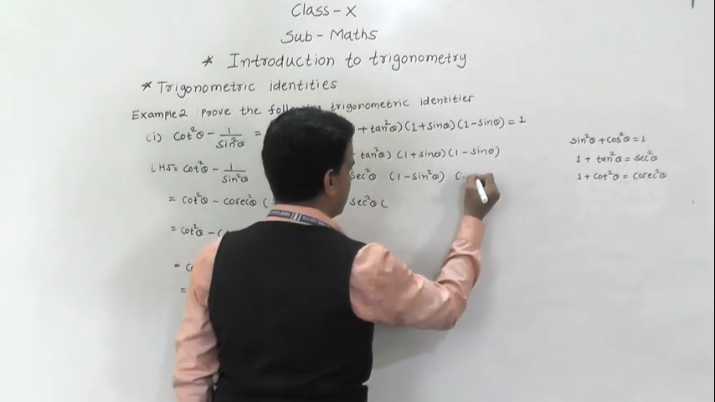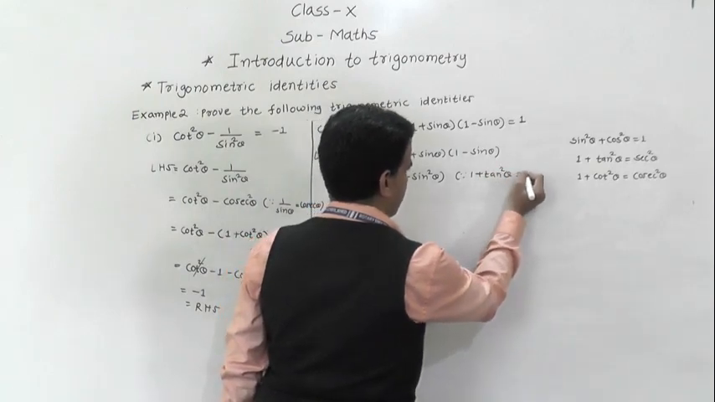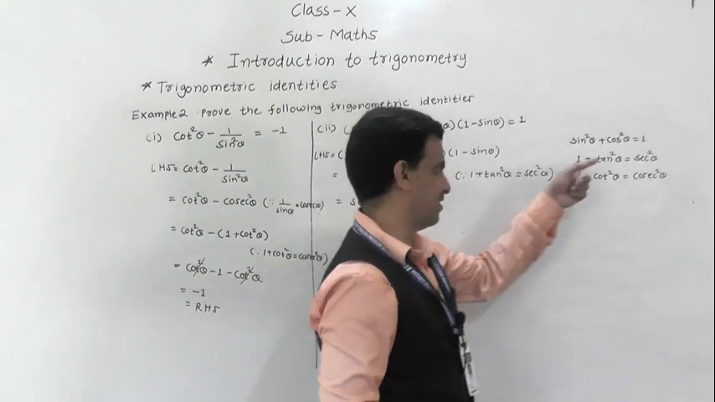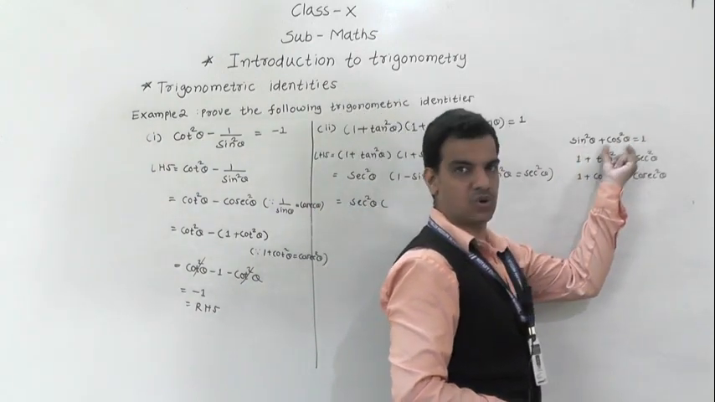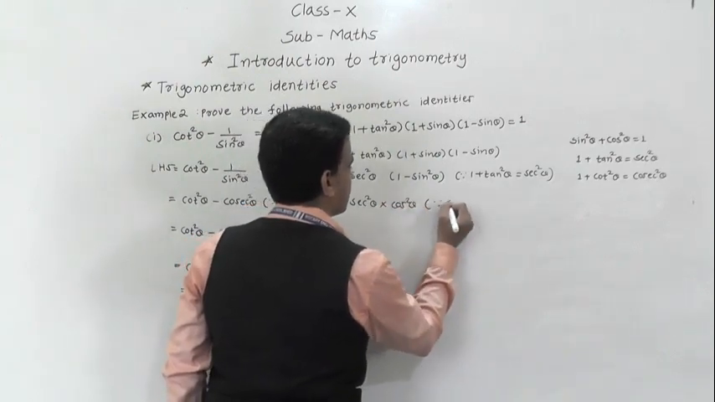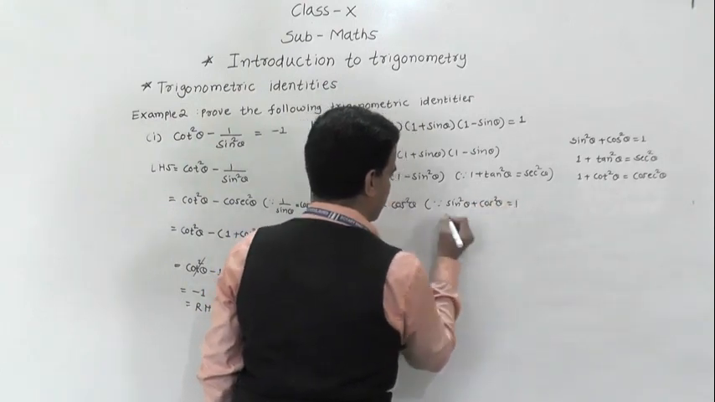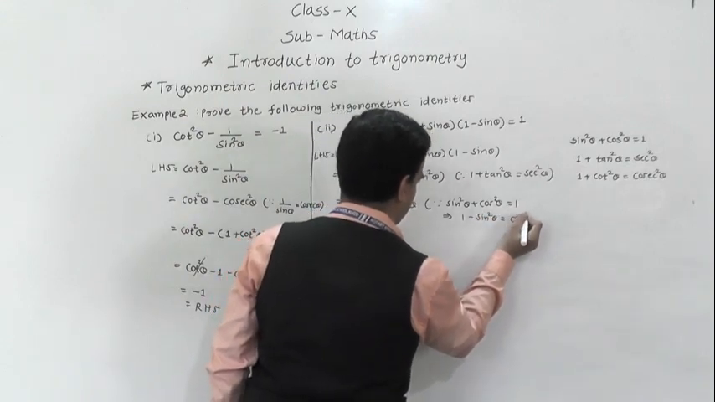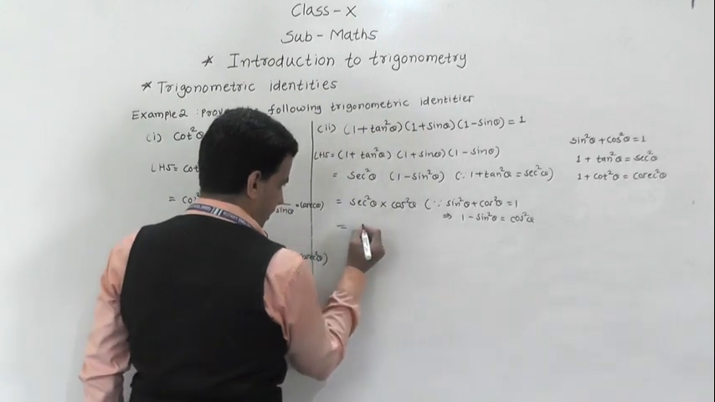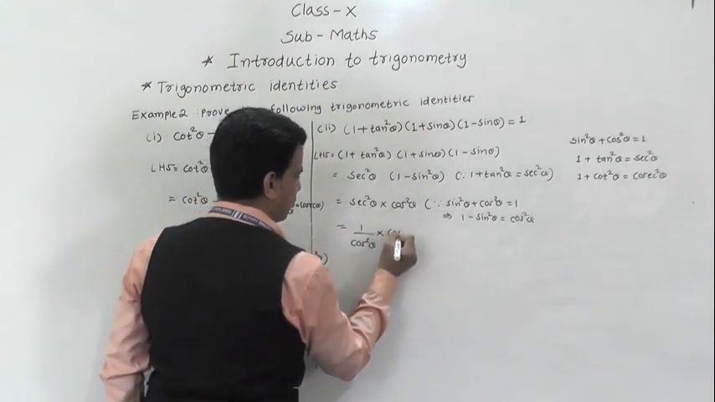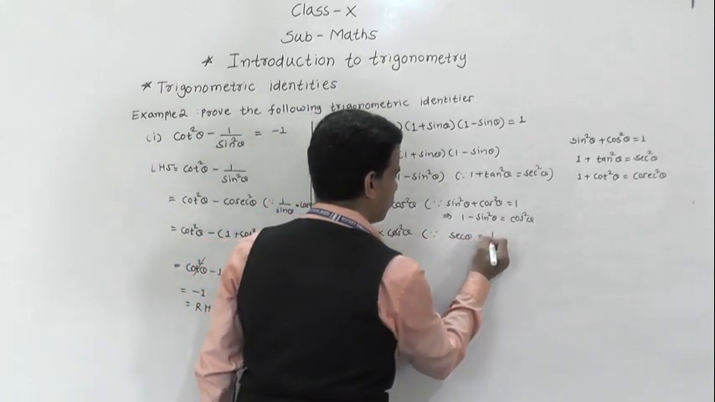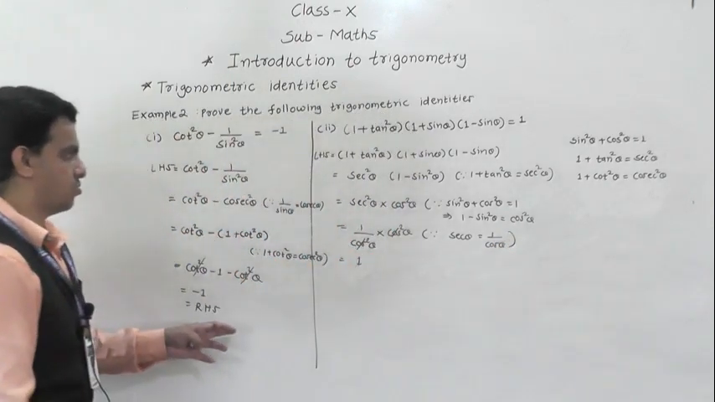So sec square theta into 1 minus sin square theta. The reason for the second step is that 1 plus tan square theta is equal to sec square theta. Now 1 minus sin square theta, again by the first identity, is cos square theta, since sin square theta plus cos square theta is equal to 1. So sec square theta into cos square theta. Now sec theta and cos theta are reciprocal of each other, so we write sec square theta as 1 upon cos square theta into cos square theta. This gets cancelled, so it is equal to 1. The reason: sec theta is equal to 1 upon cos theta. So this is the second one.